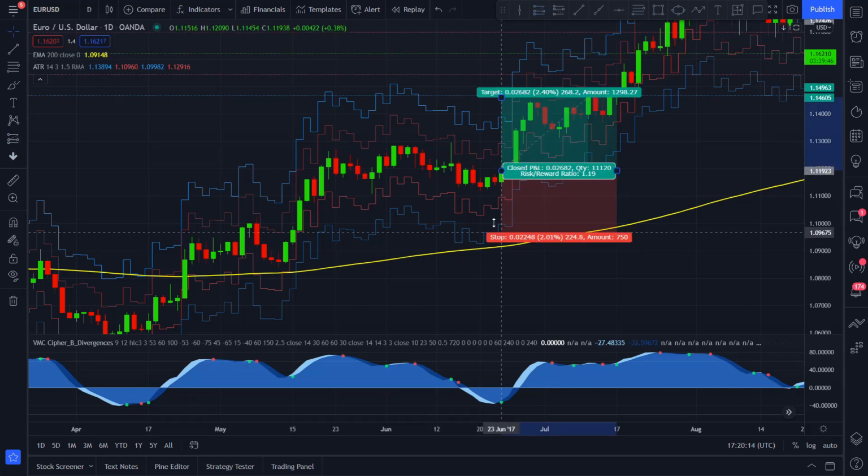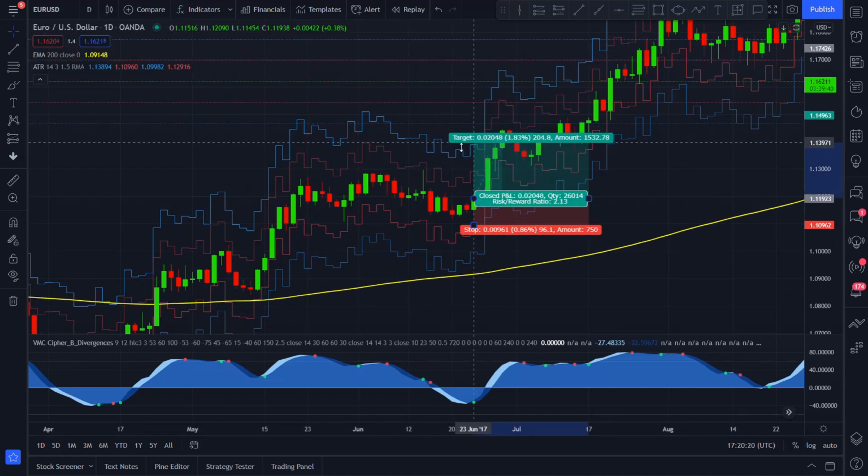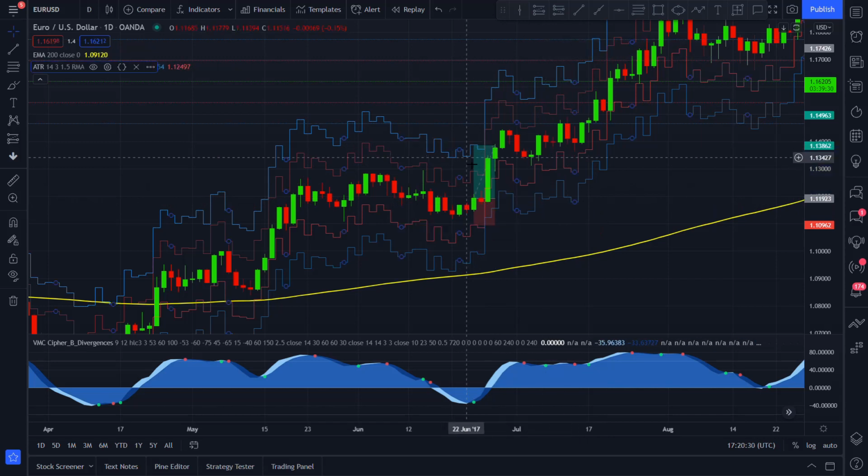You are going to place your stop loss to the NNFX ATR indicator, and you are going to place your take profit to the NNFX ATR indicator. We are using a 1:2 risk-reward ratio. As you can see, this one was a winner.